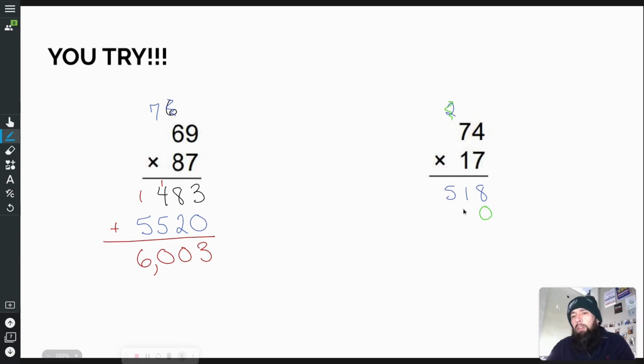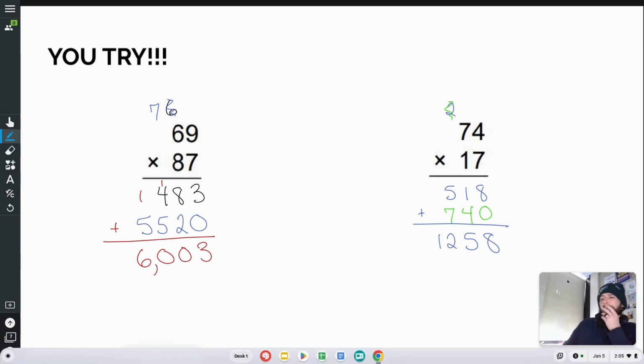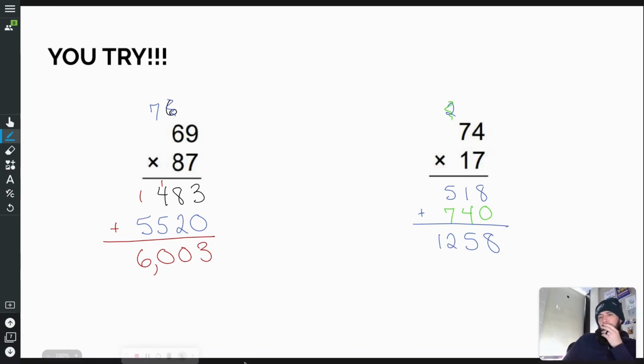1 times 4 is 4. 1 times 7 is 7. Add these two guys up. 8 plus 0 is 8. 1 plus 4 is 5. 5 plus 7 is 12. Keep bumping this thing. Like that. Super annoying.